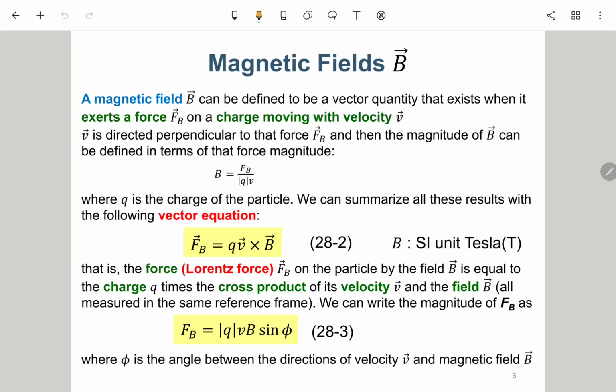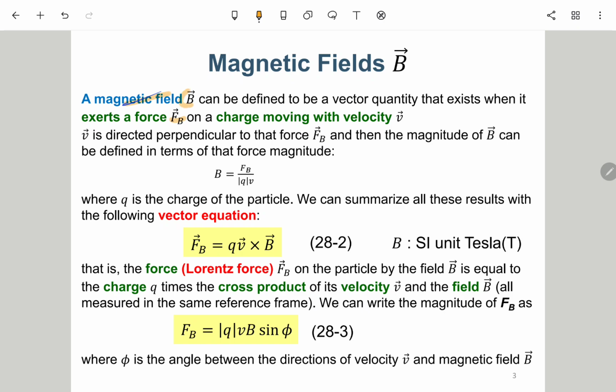A B field, or the magnetic flux density B, can be defined to be a vector quantity that exists when it exerts a force F_B on a charge moving with velocity v. Here we don't try to distinguish how to generate this B field.